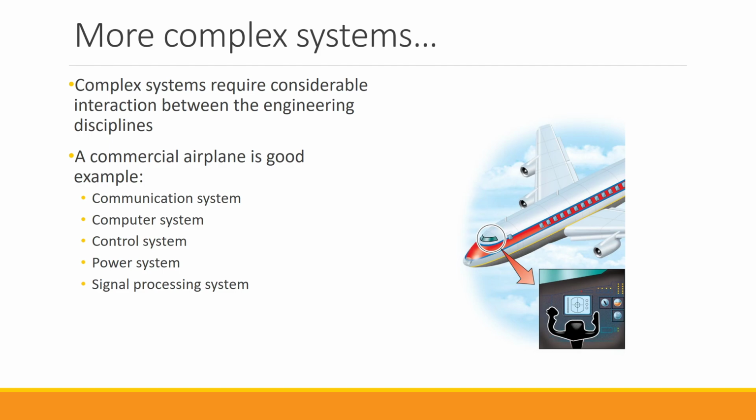Usually complex electrical engineering systems require interaction between different engineering disciplines. Not necessarily the branches of electrical engineering, but other branches of science as well. Here you can see a commercial airplane, which contains within itself a communication system, computer system, control system, power system, and signal processing system.